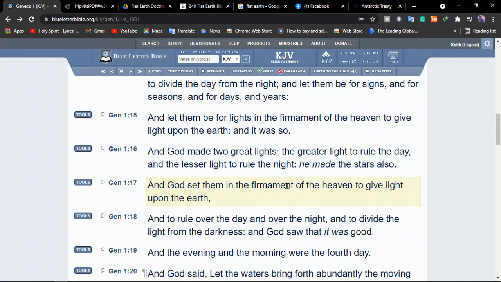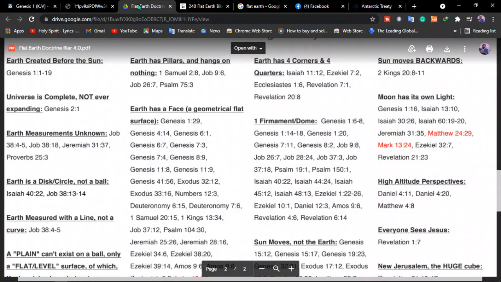In the firmament to give light upon the earth. You see, everything is centered upon the earth. And to rule over the day and over the night, and to divide the light from the darkness, God saw that it was good. And the evening and the morning were the fourth day. Are you seeing the point? So, having talked about that, you understand that the earth was created before the sun. Are you getting the point?